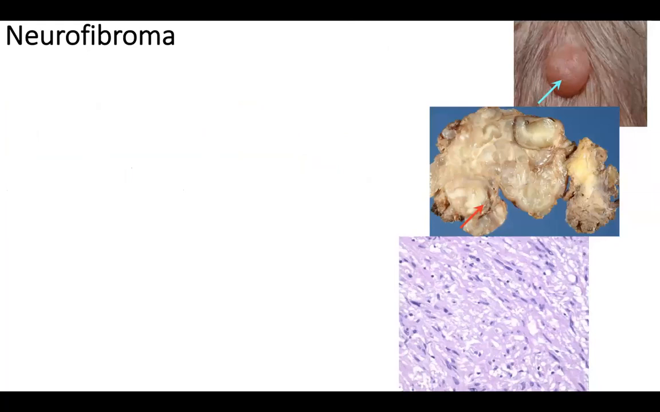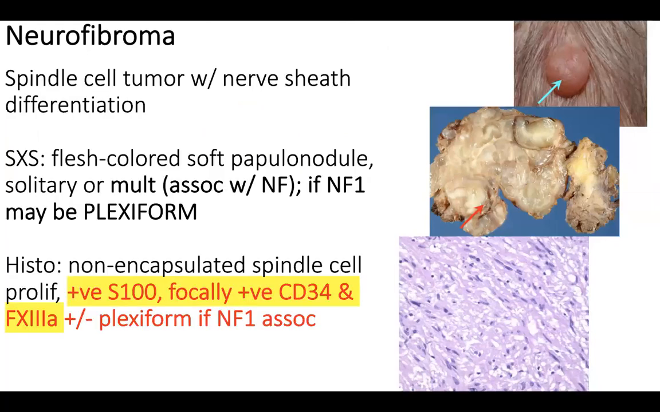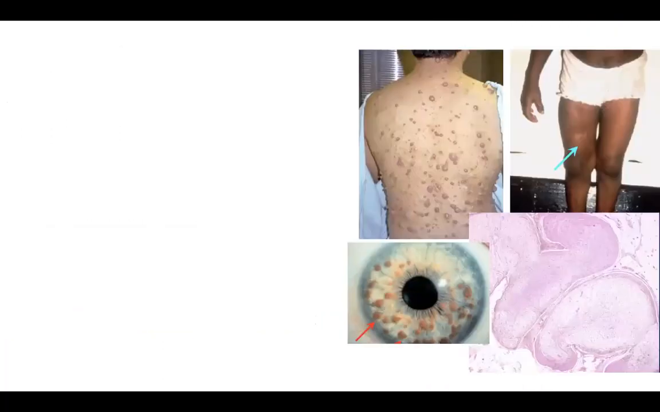Neurofibroma. So we've got neurofibroma in NF1 and NF2. It is a spindle cell tumor with nerve sheath differentiation. It's flesh colored and it may be plexiform. It has an NF1 association if it's plexiform. And then we'll talk about NF2. It's S100 positive and CD34 and Factor XIIIa positive as well.